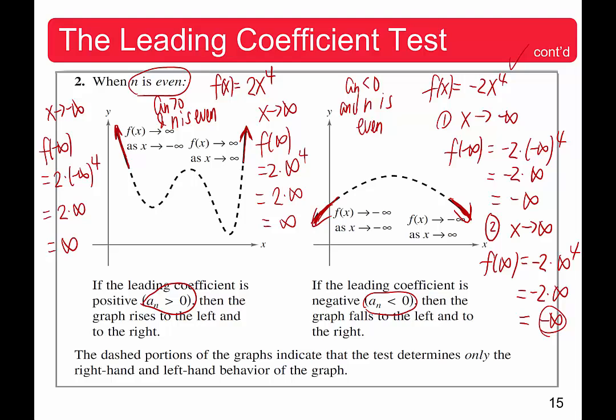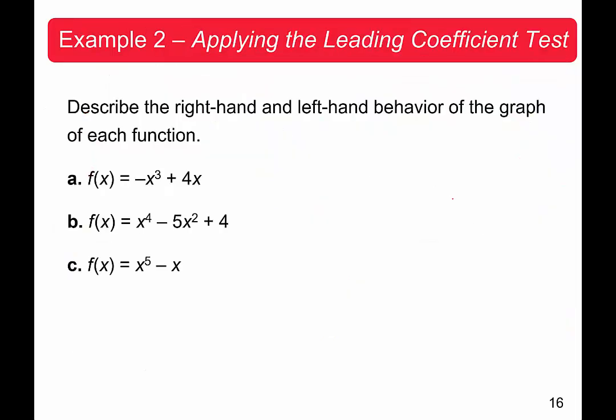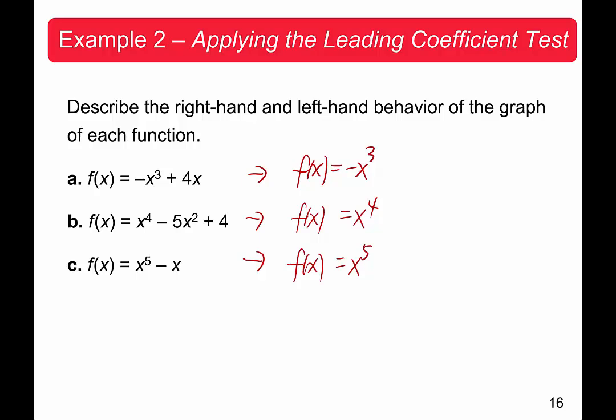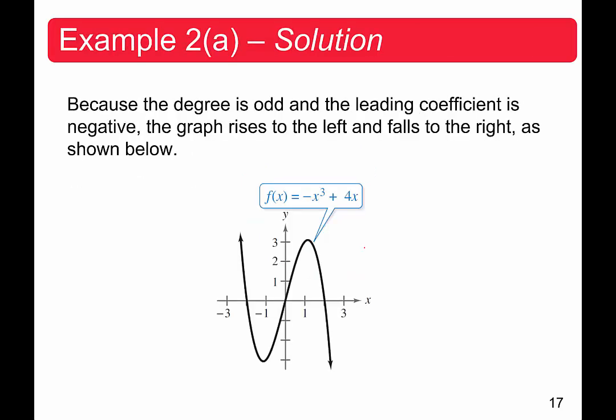So you apply it to all the polynomial functions. Now, again, let's describe the right hand and left hand behavior of the graph of each function. Again, we're gonna just take the leading term. That will make it so much easier, and you could just analyze from there. So here, the last one is x to the 5th power. The leading term is the dominant term, and it determines the left hand and right hand behavior of each one of them.